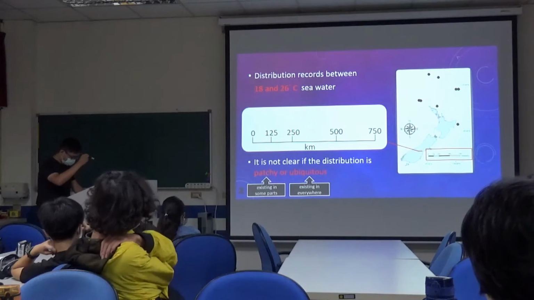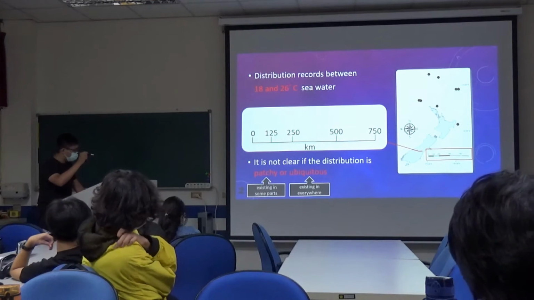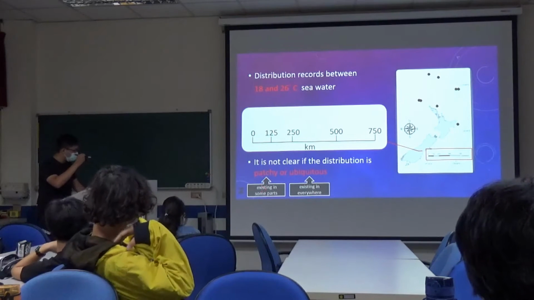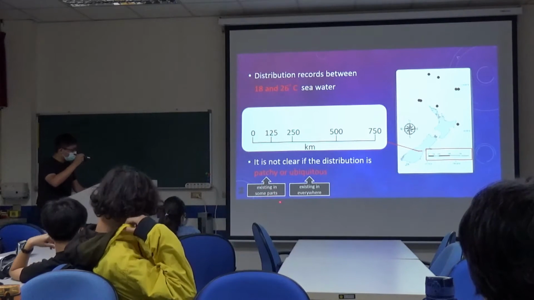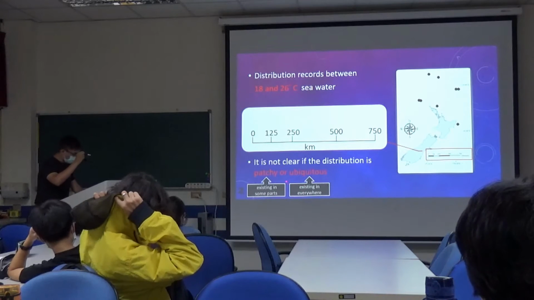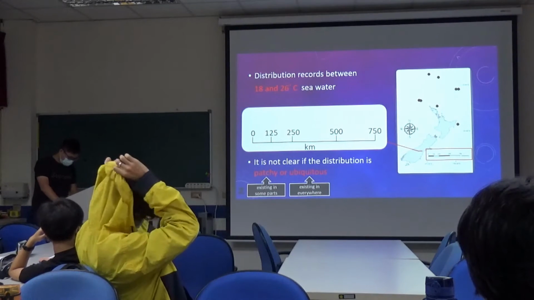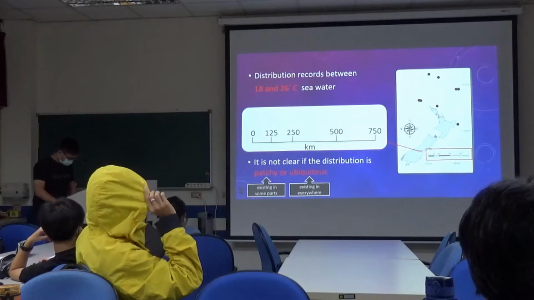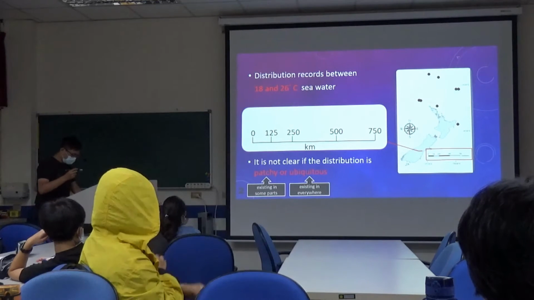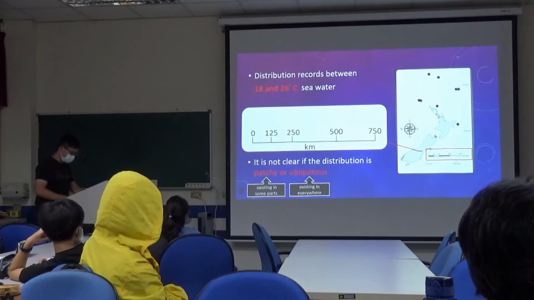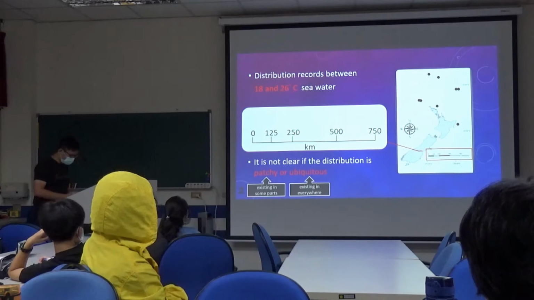Patchy and ubiquitous: one is existing in some parts, and the other is existing everywhere. Now you know the range of the cookie cutter shark too. Okay, we have another important question.